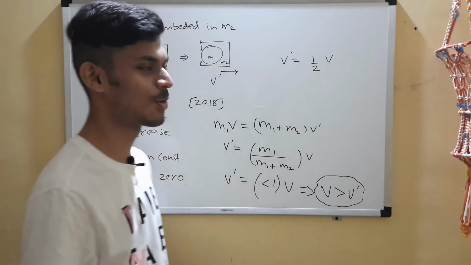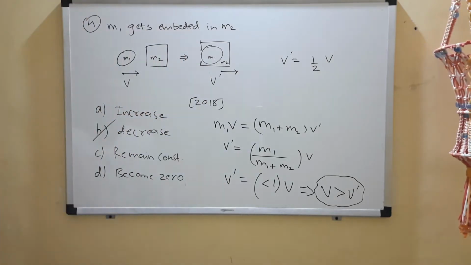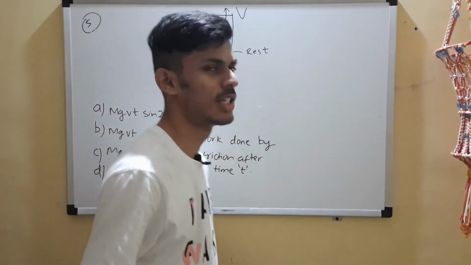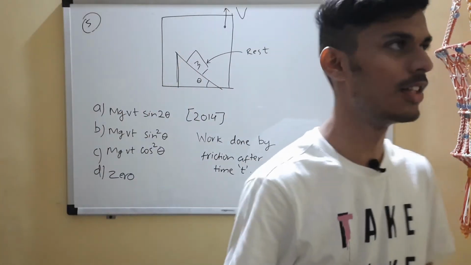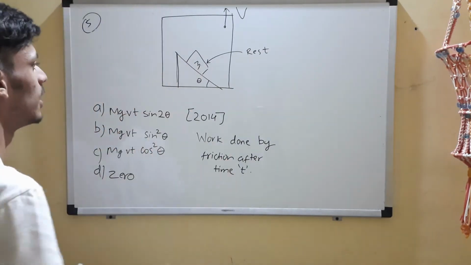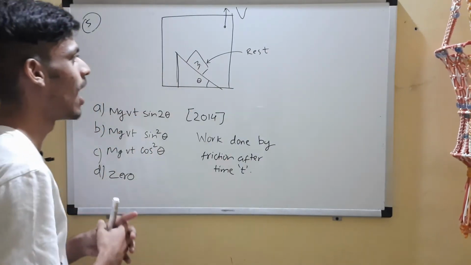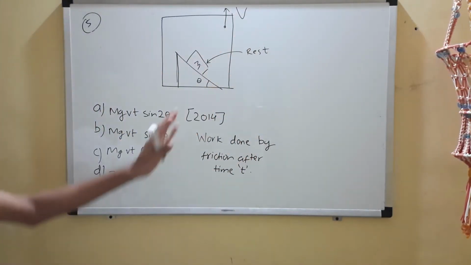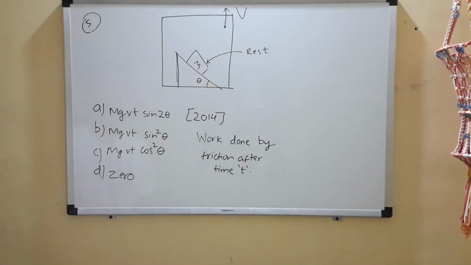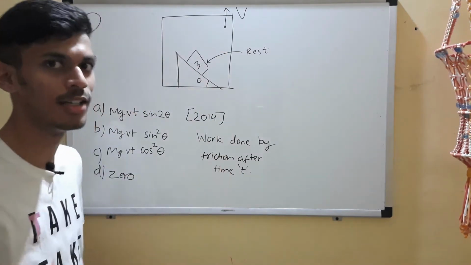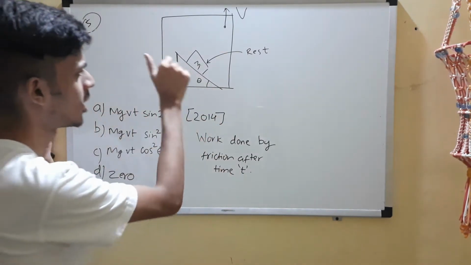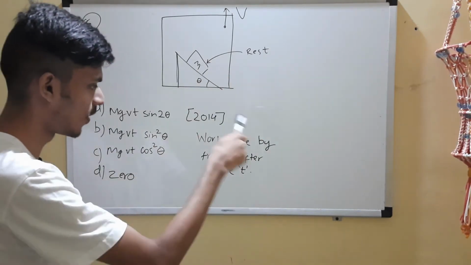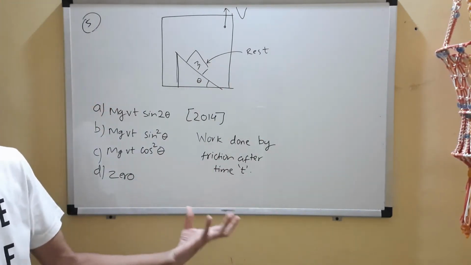Let's move to the next question now. Question 5 over here. In this question, you have a lift moving up with a velocity v. In that lift, you have an inclined plane. On that inclined plane, you have a block of mass m. It is given that the block is at rest relative to the incline. Of course, there is some frictional force which is preventing the block from sliding down. You are supposed to find the work done by the frictional force after time t.